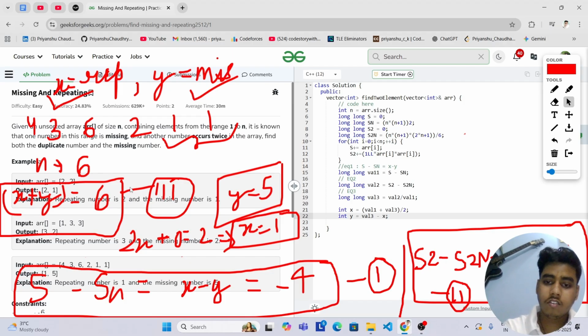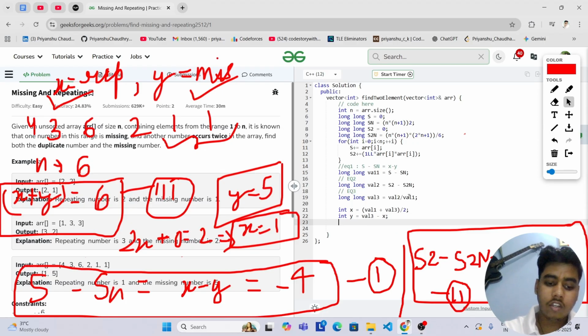Yes, but let's check that we haven't manipulated val 3. No, it's alright, it's correct. We can use any equation, number 3 or number 1. If we use equation number 1, we can say y is x minus val 1. If we use equation 3, we can say y is val 3 minus x.